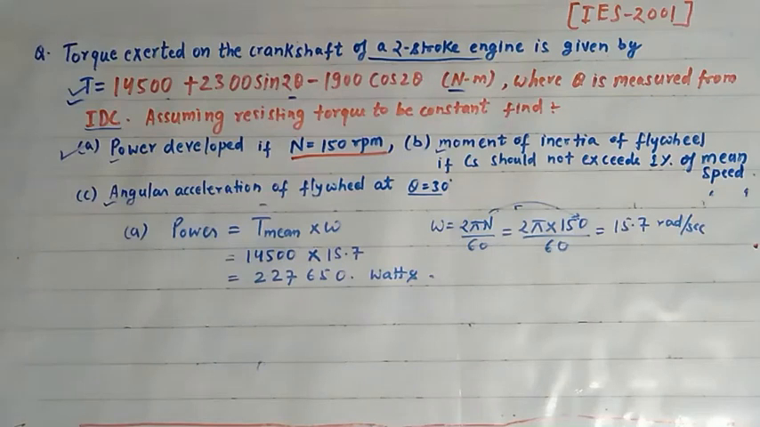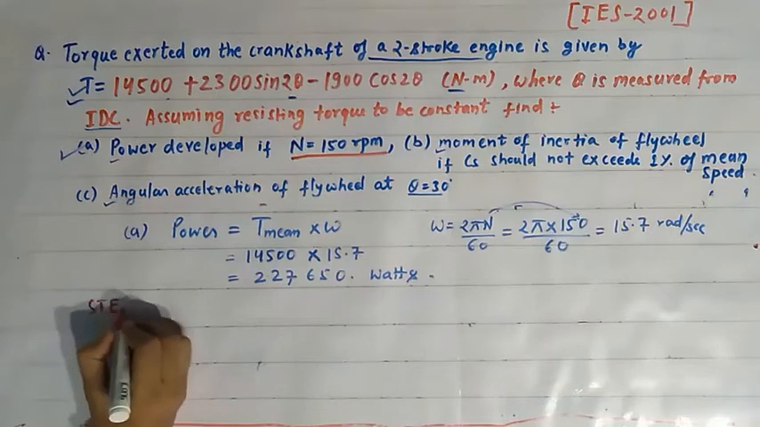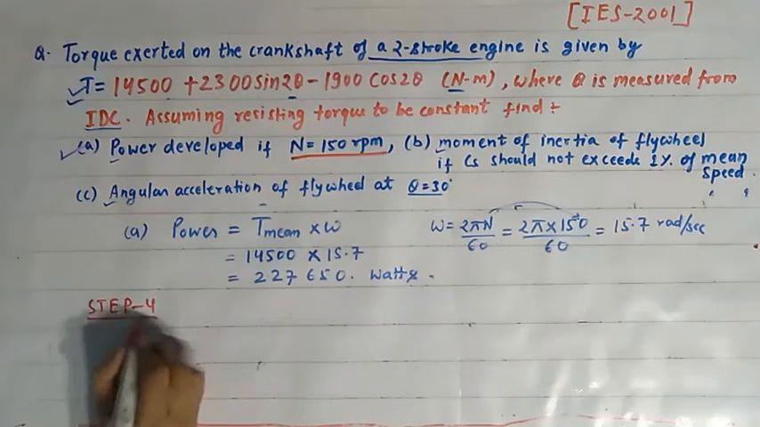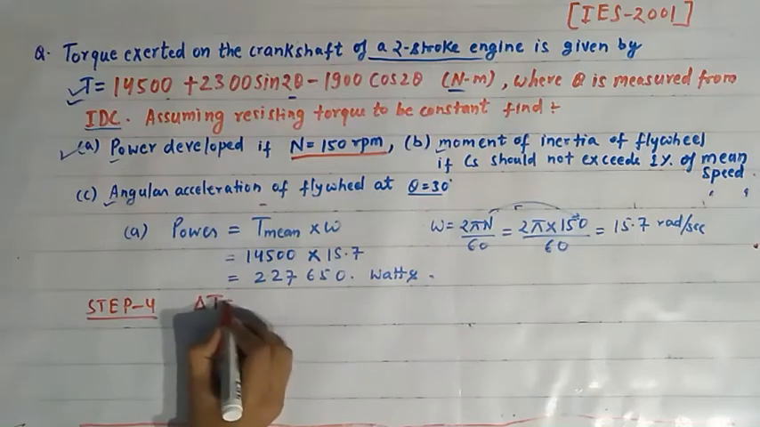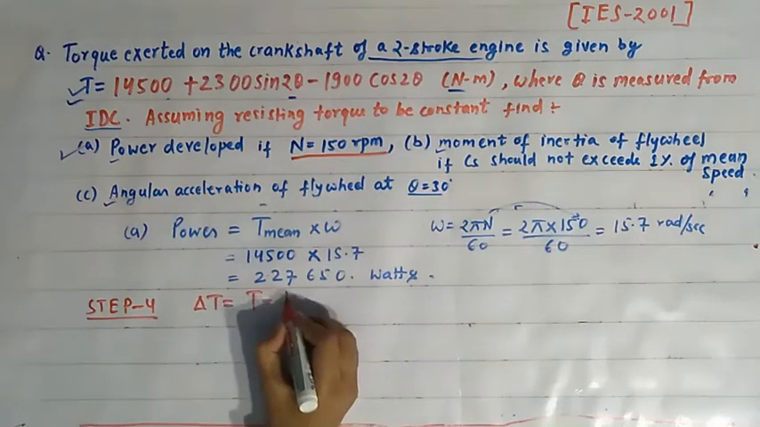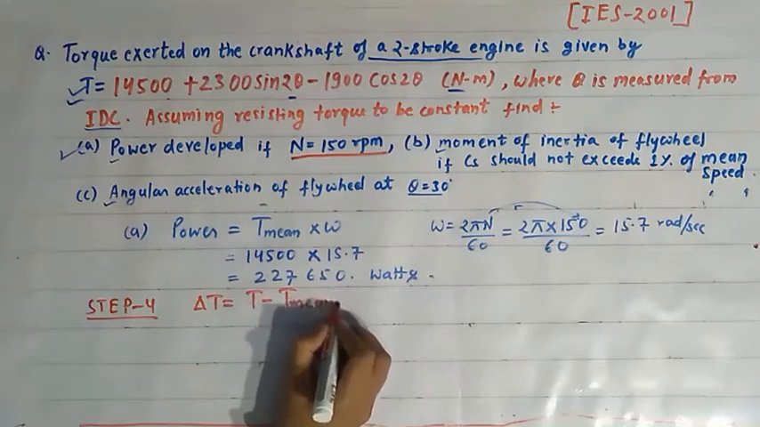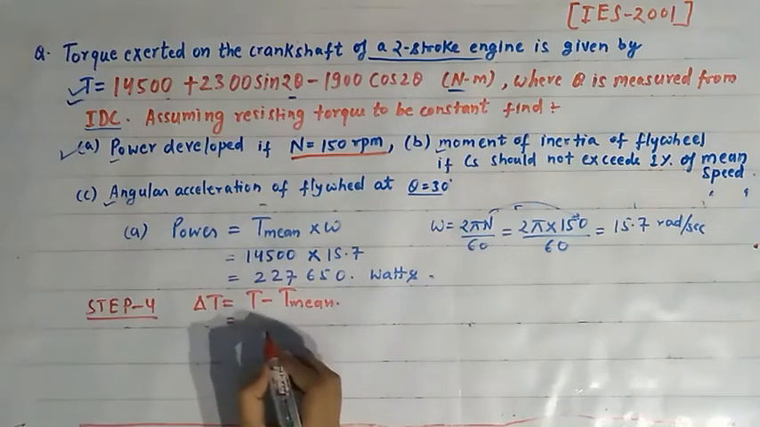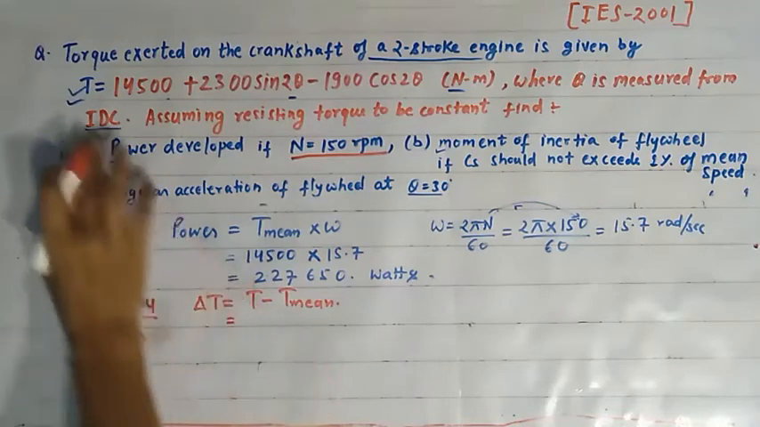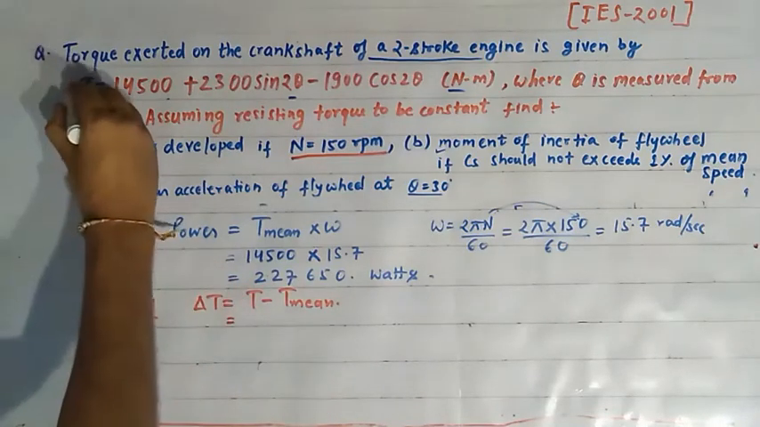Now friend, we will go to the next step, that is step number 4. In the fourth step, what we have to do? We have to calculate delta T, and delta T is equal to T minus T mean. But the T mean is the mean torque, which we have already calculated in step number 3. So our T is taken from here, that is the torque equation.